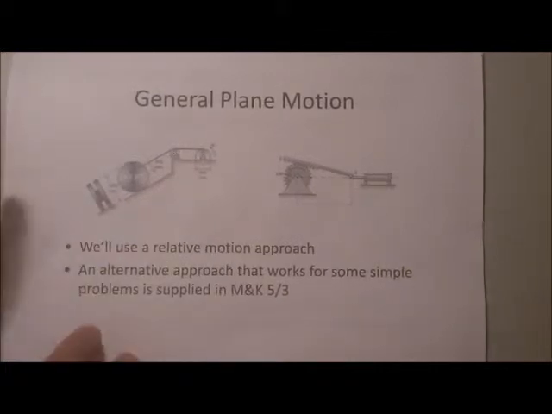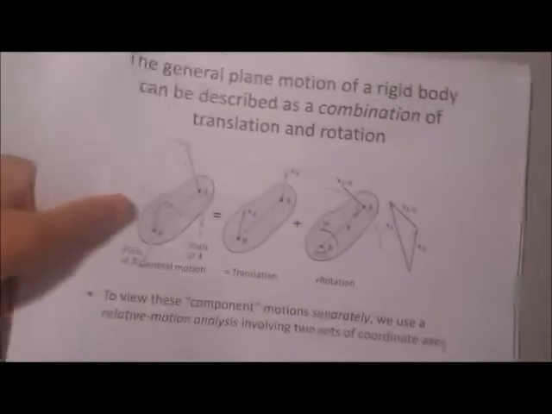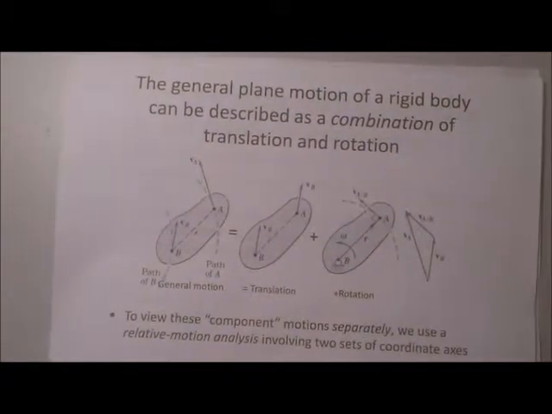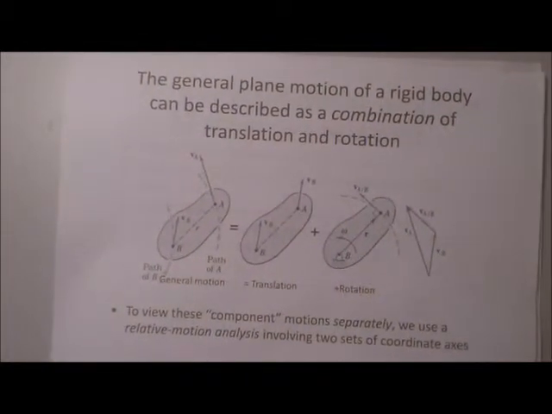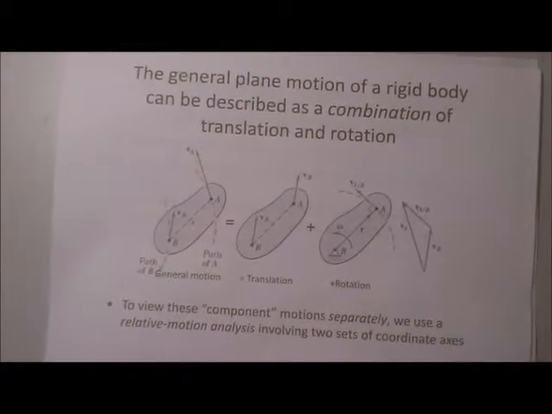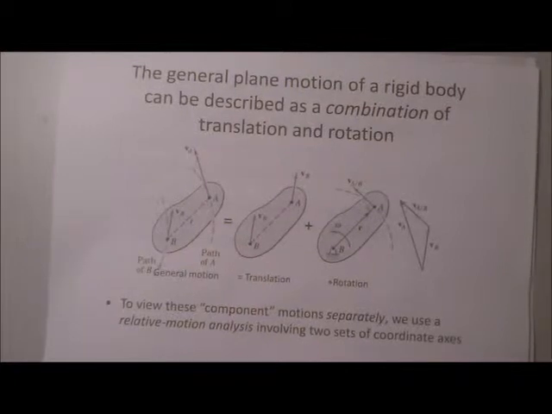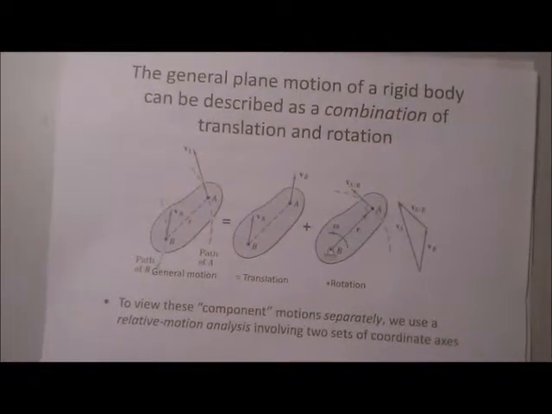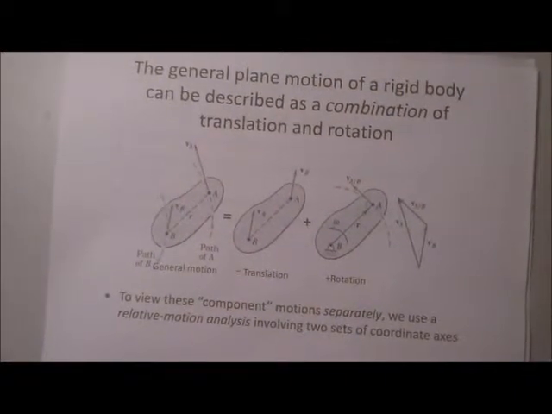General plane motion. The general plane motion of a rigid body can be described as a combination of translation and rotation. To view these component motions separately, we use a relative motion analysis involving two sets of coordinate axes.